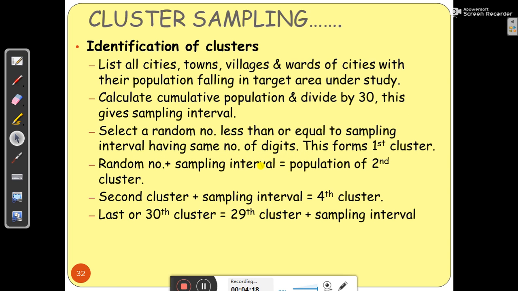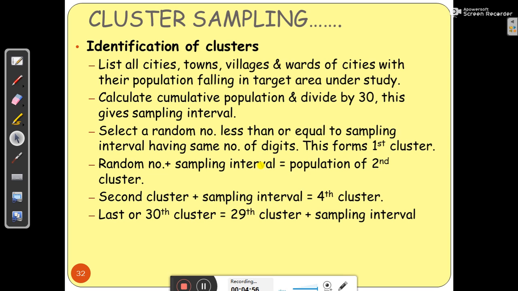So actually we are trying to go for cluster based sampling. So we need to identify the clusters. Clusters will be like: list all cities, towns, villages, and wards of cities with their population falling in the target area under study. Calculate cumulative population and divide by 30. This gives the sampling interval. So if you divide the cumulative population by 30 or any integer number, you will get a sampling interval.